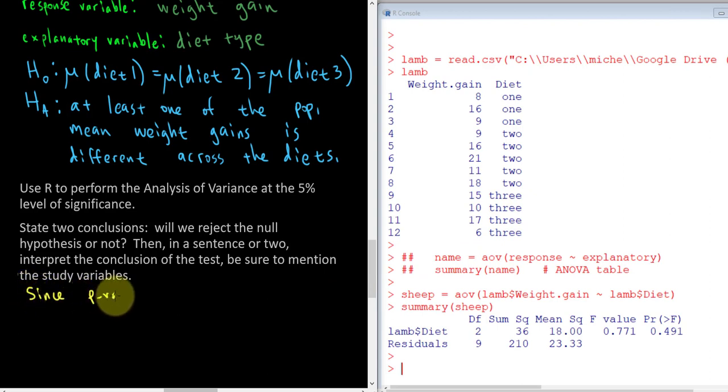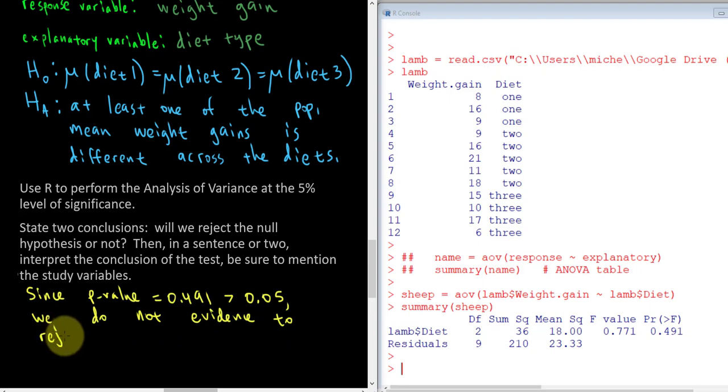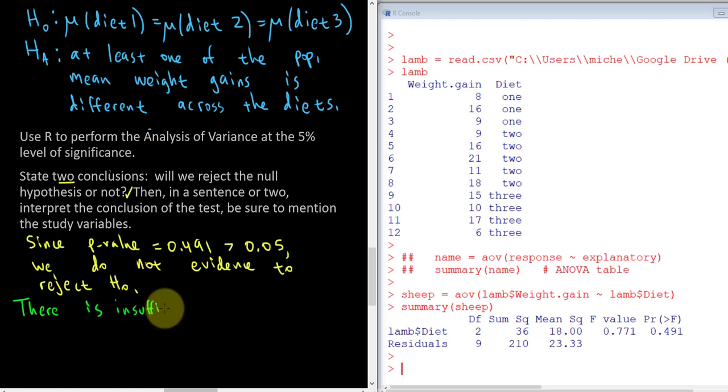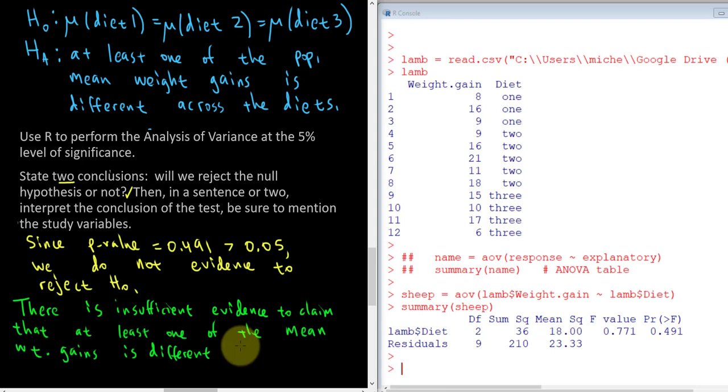Since our p-value is quite large, 0.491, and that is greater than 0.05, we do not have evidence or support to reject the null hypothesis. Now, to translate that within the context of the problem, I would say there is insufficient evidence for the alternative hypothesis. Maybe not enough evidence to claim that at least one of the mean weight gains is different among the diets.